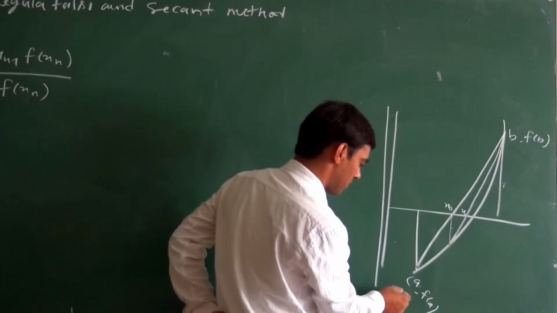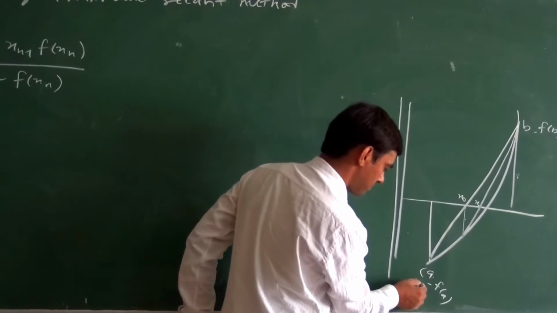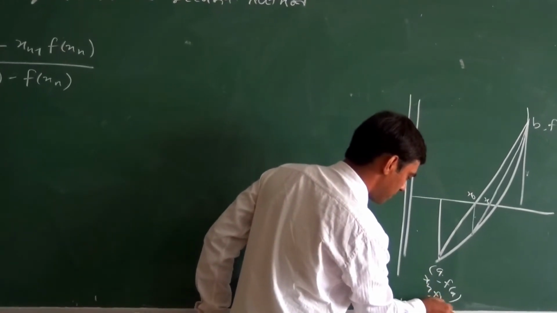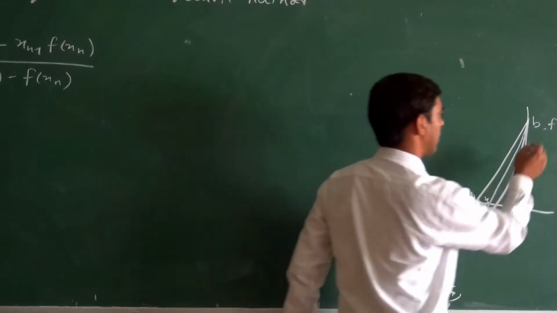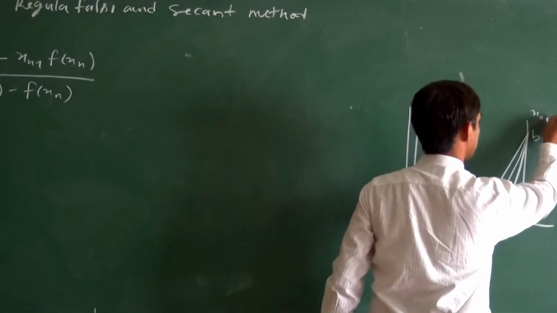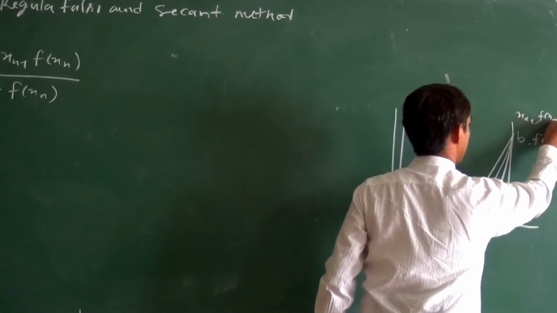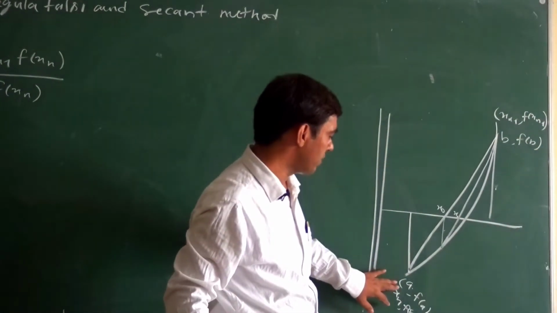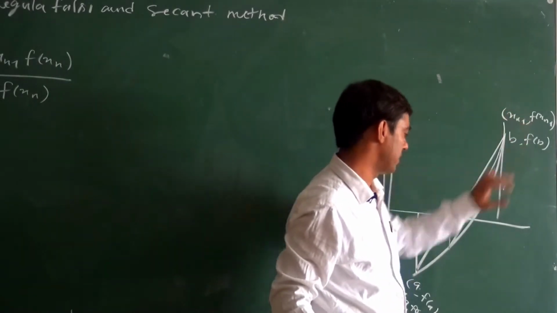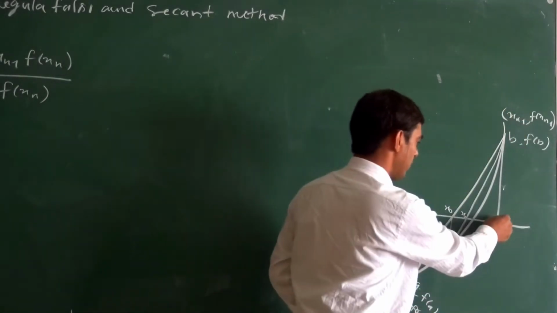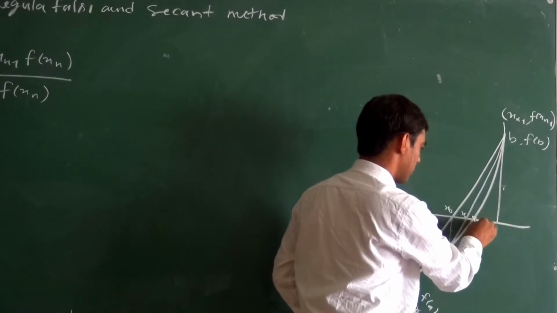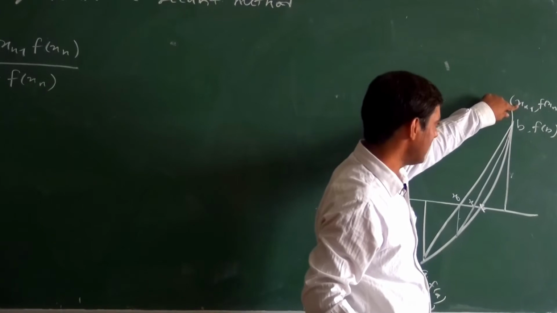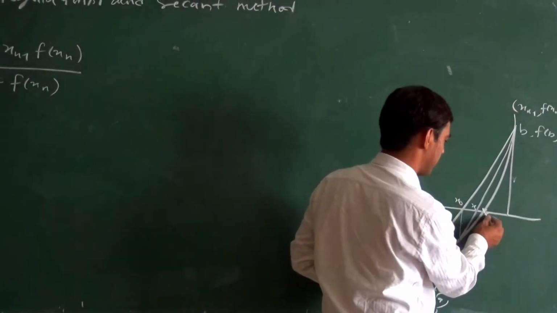Suppose this end is xn, f of xn, and this end is Xn minus 1, f of Xn minus 1. So in the Regula Falsi method this end is fixed and this end will vary. So you will see the difference from this end is always constant.